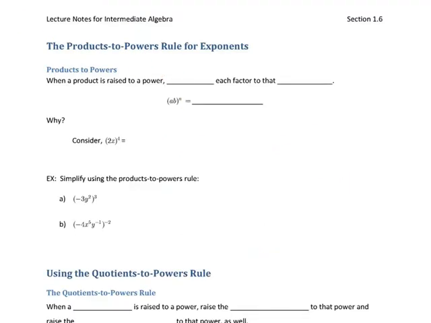The last two rules are similar. We have the products to powers rule and the quotients to powers rule. Here's what it says when we talk about the products to powers. When a product is raised to a power, raise each factor to that power. A times b, all raised to the nth, is the same thing as a to the n, b to the n.